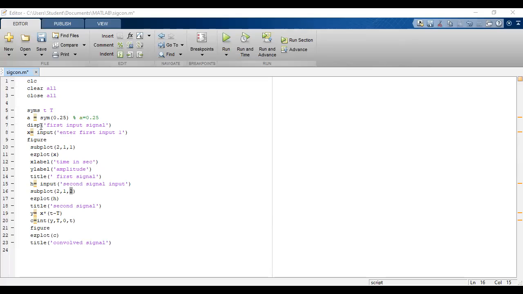Next, I'm using the command disp, first input signal. Whatever you write inside disp will appear in the command window. That's it. Okay. First input signal, you can also write whatever; whatever you write, it will appear. Next, it's like printf in your C language. X equal to input, enter first input. Disp is like printf, input is like scanf, reading the input from the keyboard. Okay, this is for taking or reading input from the keyboard.